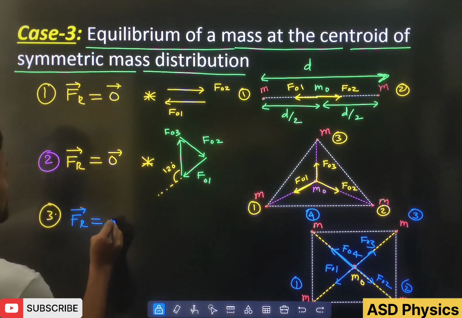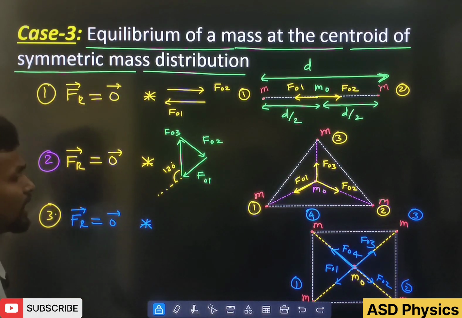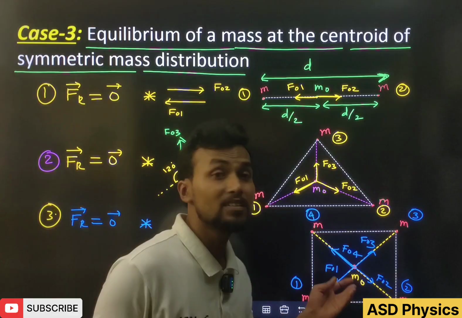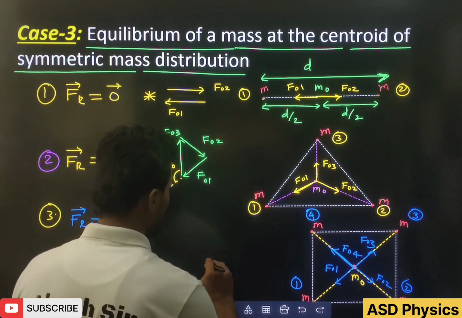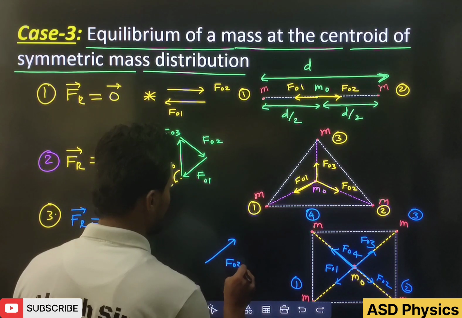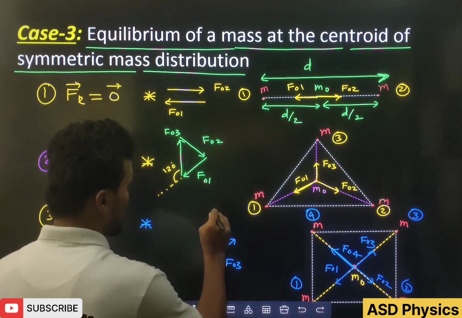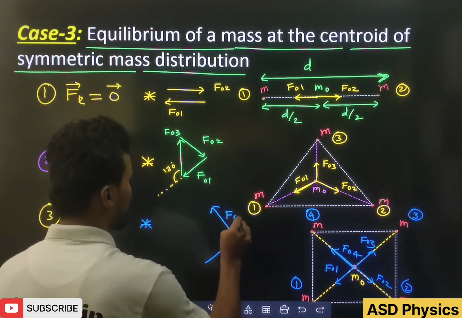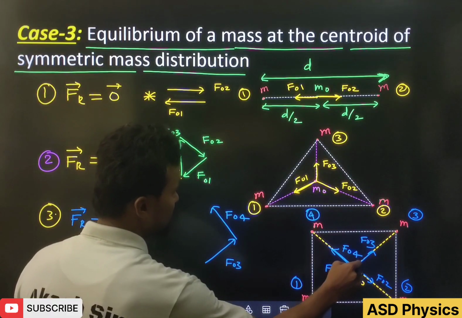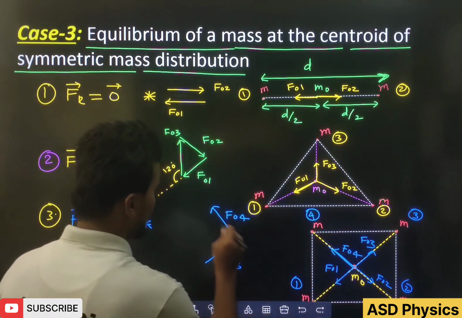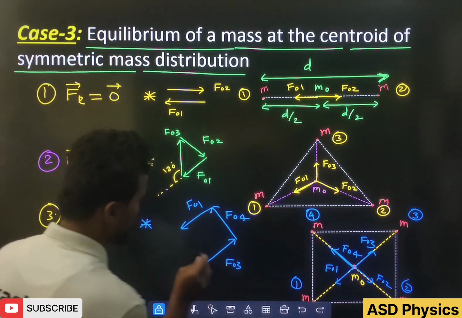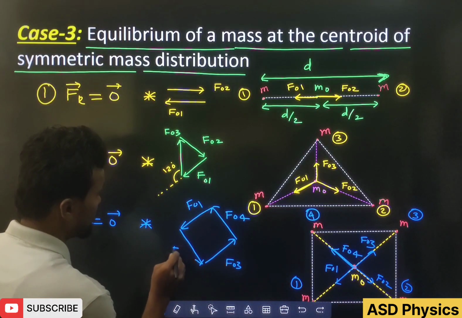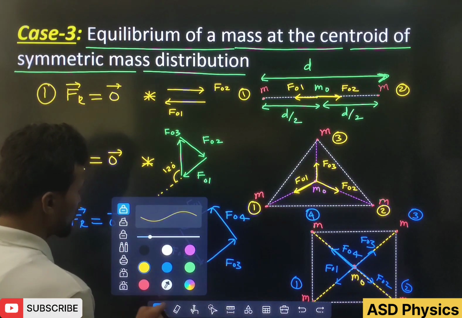This resultant force will be 0. Why? Again, all these vectors will make one closed polygon in the same order. Even if you want to see, I'll draw F03 here. This is F03. After that, I have drawn F04 like this. Then I have drawn F01 here. And after that, what is pending? This one, F02. So what is happening? They are all making a closed polygon.